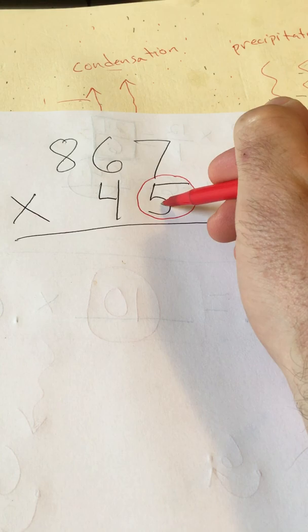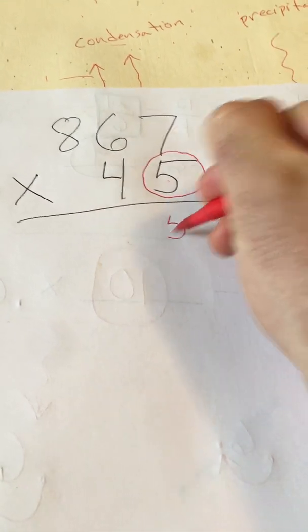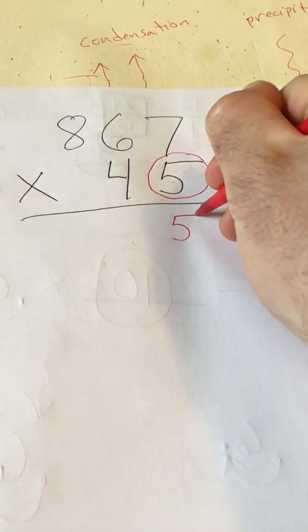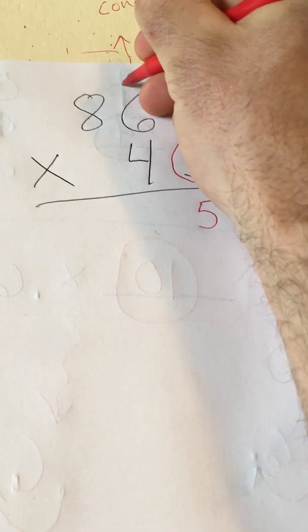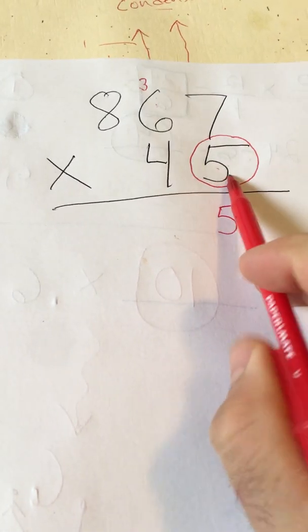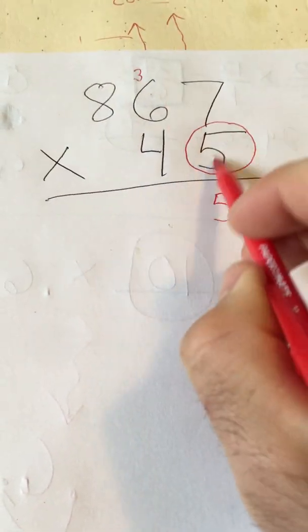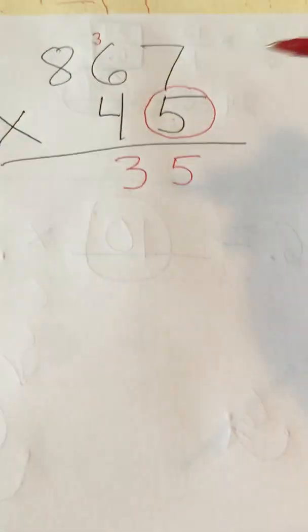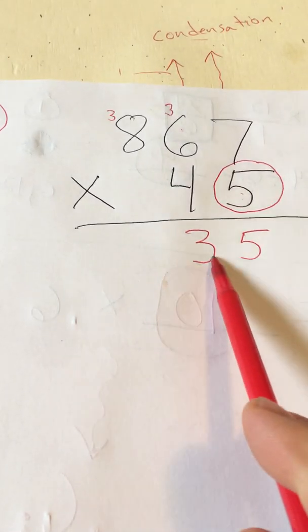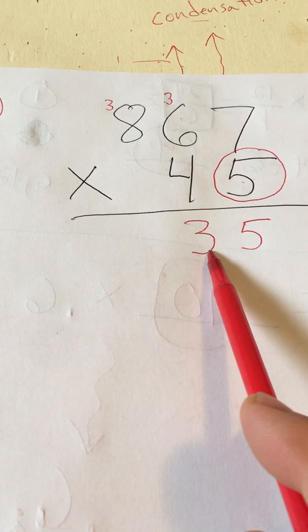So if you had 5 times 7 ones, you have 35 ones. So we're going to write the 5. We're going to carry the 30 over to the tens place here. Now we have 5 times 6 tens, right? 5 times 6 is 30 tens, plus 3 makes 33 tens. 33 tens is really 330, so we're going to carry the 3 over to 300, and we're going to write the 3 tens in the tens place.